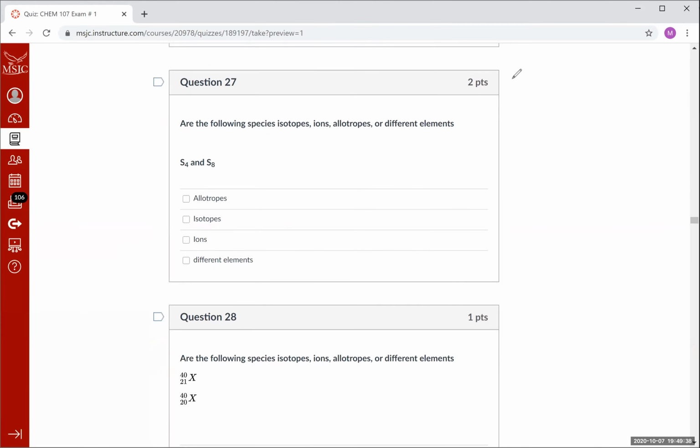So let's identify: are the following species isotopes, ions, allotropes, or different elements? We have two samples with different formulas for the same element. Same element, but different formulas. What do we call that? Allotrope? Yep, exactly right. So these would be considered allotropes. Does that make sense?